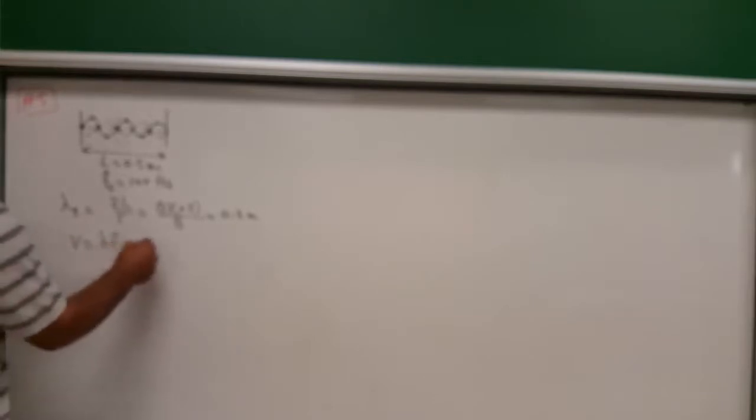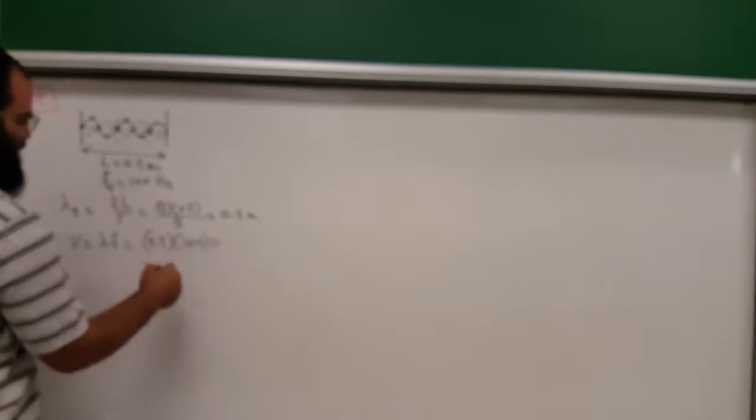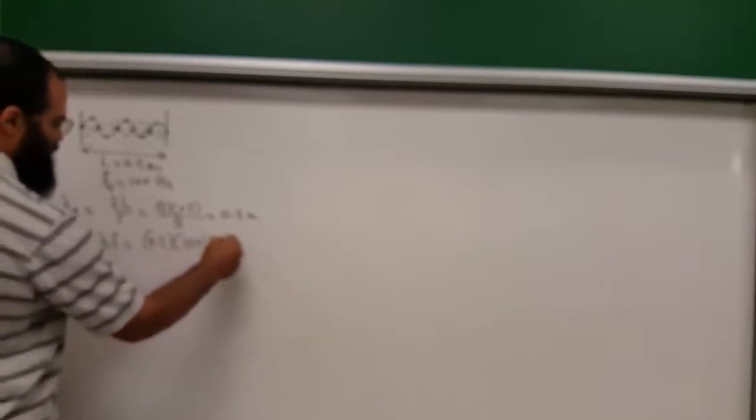And therefore the speed will be lambda times F, lambda 5 times F5. So you have 0.2 times 100, and that gives me 20 meters per second. Okay, so that's that. Let's look at the next problem.